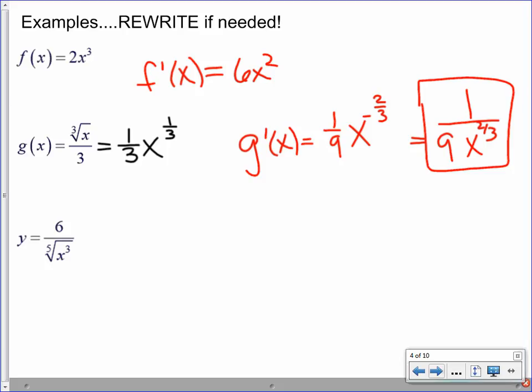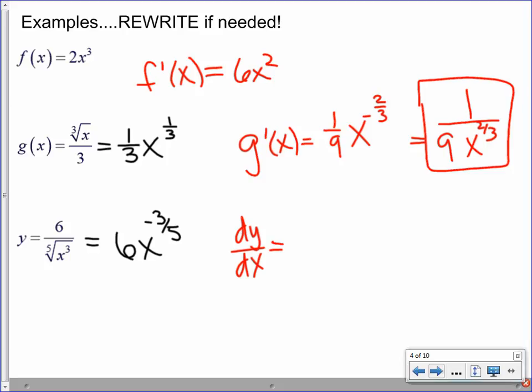y equals 6 over the 5th root of x cubed. What are we going to have to do with this one? Rewrite it. This is 6 times x to the what power? Negative 3/5. Okay. So this is y. I'm going to go ahead and write dy dx. That still means derivative. You can also say y prime.